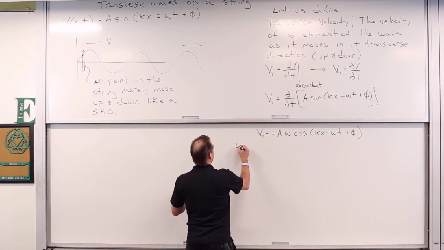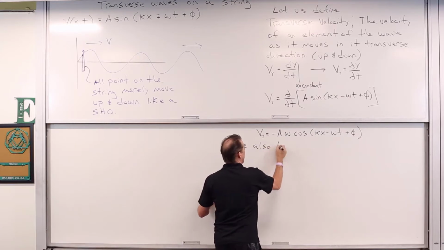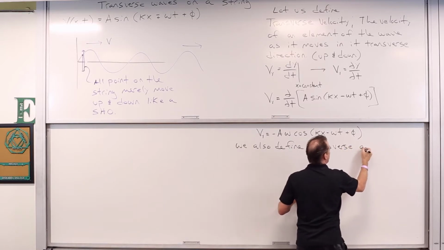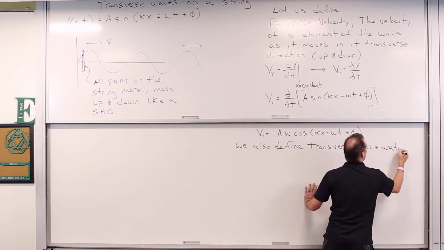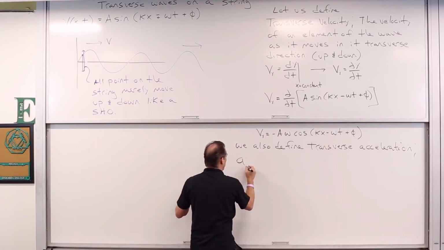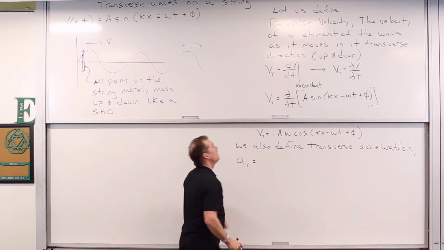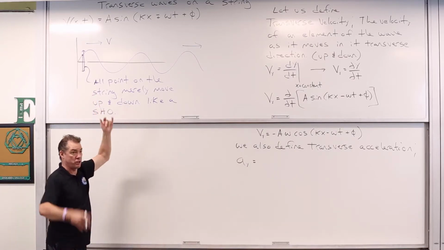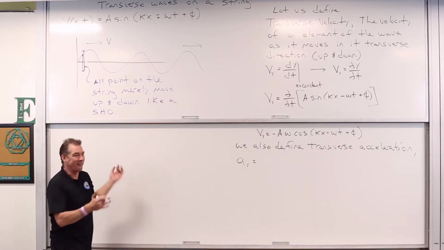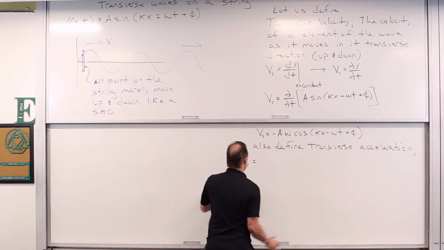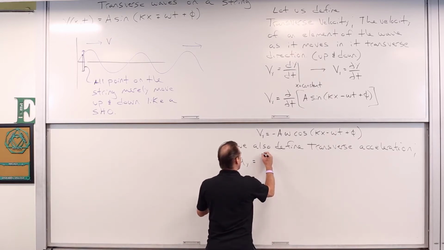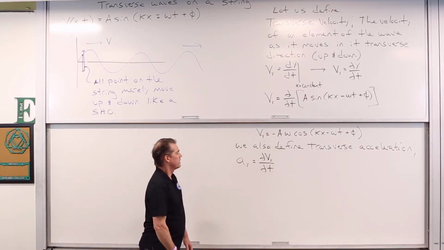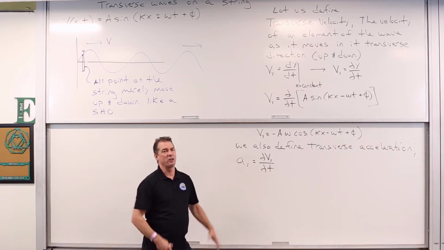We can also define transverse acceleration. Call that a sub y. It is going to be equal to, we're doing the same sort of thing here where we're keeping x constant. We're just looking at a standardized position, this position, or this position, or this position. We're not letting x vary or anything. So x is some constant that is being evaluated at. So that gives us the partial derivative of v sub y with respect to time. So it's still the time derivative of velocity, but now we're just taking the partial once again.